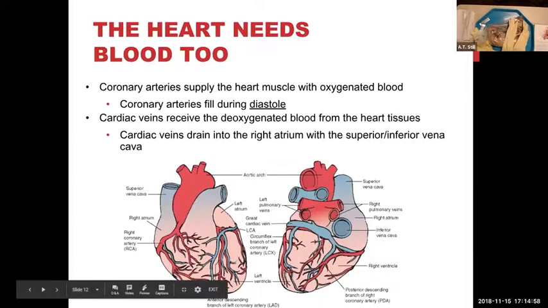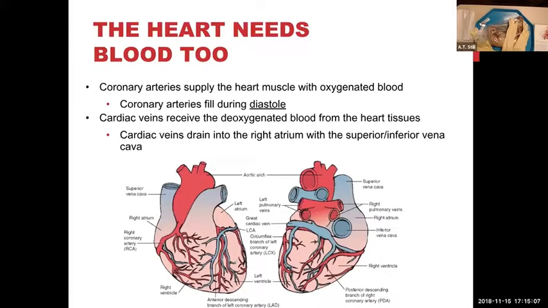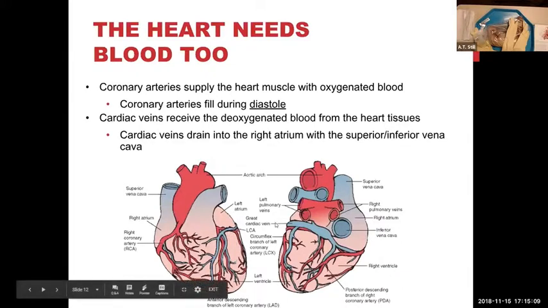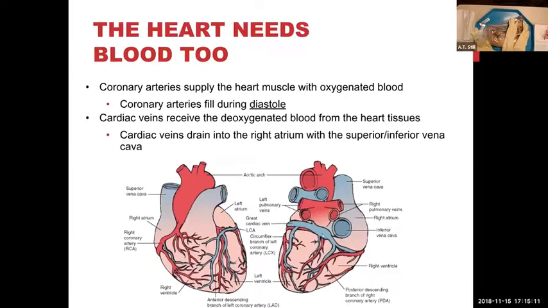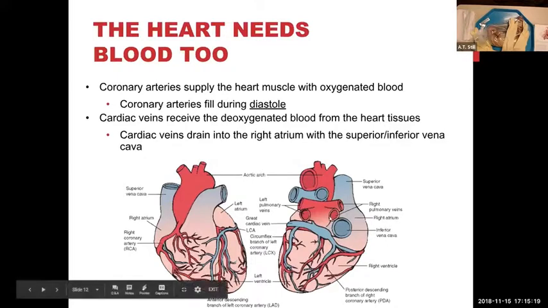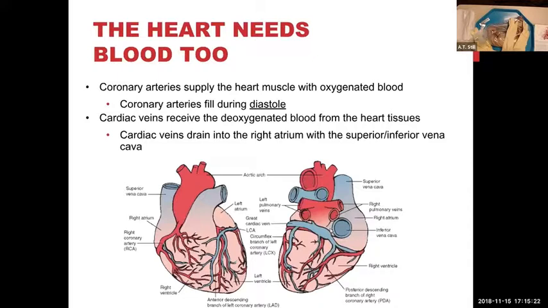So the arteries are red, and they're going to fill during diastole, which is when the heart is relaxing. And then the veins are going to carry the deoxygenated blood from the tissue of the heart back into the right atrium of the heart. This is like a posterior view of the heart. And this big vein here collects all of the blood from the heart and puts it right back into the right atrium, which is right here.